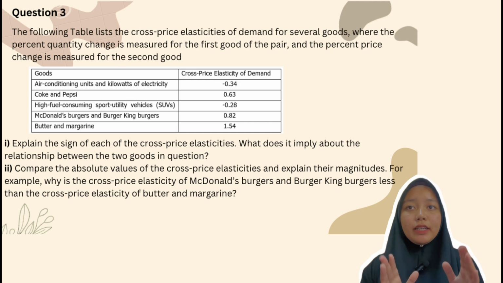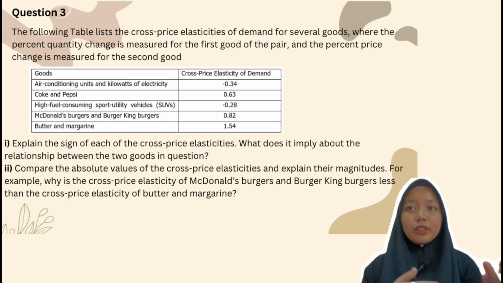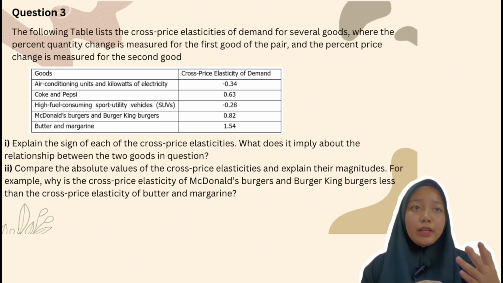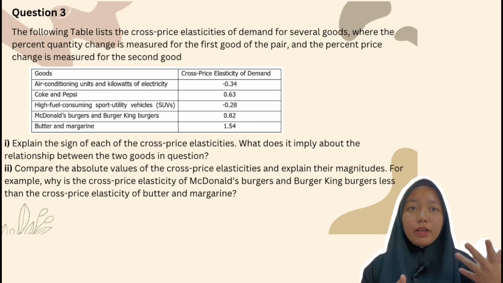One Roman, explain the sign of each of the cross-price elasticity. What does it imply about the relationship between the two goods in question? Two Roman, compare the absolute value of the cross-price elasticity and explain their magnitude. For example, why is the cross-price elasticity of McDonald's burger and Burger King burgers less than the cross-price elasticity of butter and margarine?